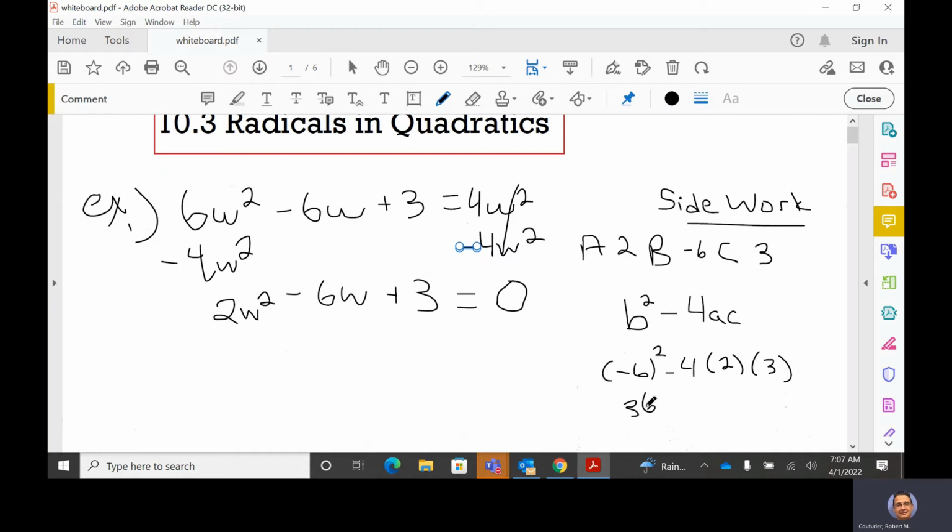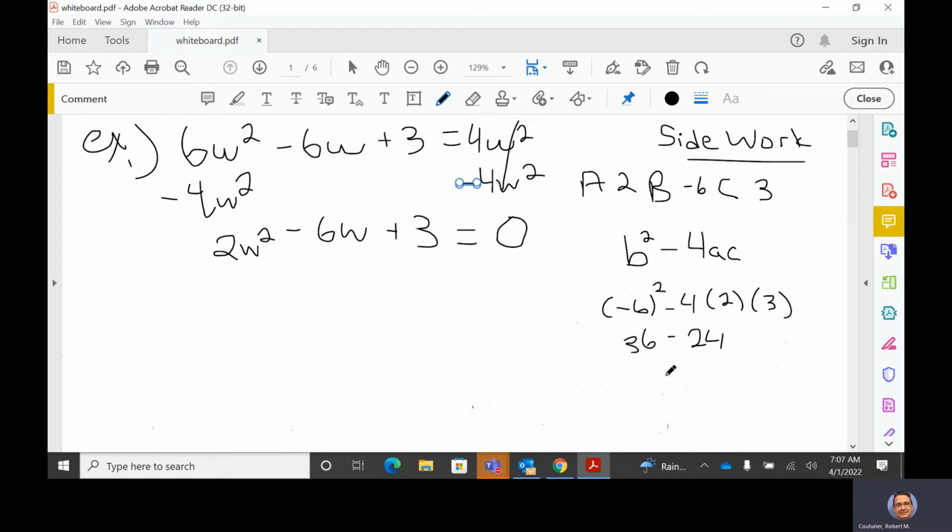And then, of course, guys, please be careful in your calculators. You have negative 4 times 2 times 3. Gives you negative 24. You add them together and you have 12. Now remember, this is under a square root. And what did we learn last class?